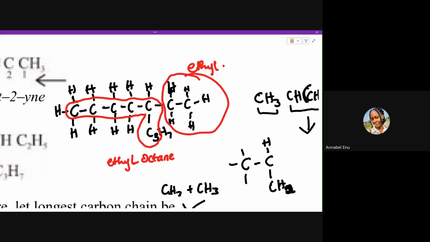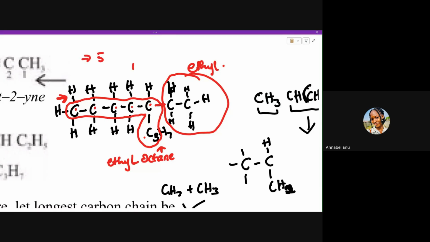Now let me show you. We see there are already 3 carbons here. So there are 2 ways we can count: either from this bottom to the other end, or from this end to the bottom. Now let us count from this first end. This carbon will be 1, 2, 3, 4, 5. That means the ethyl group is attached to the 5th carbon.